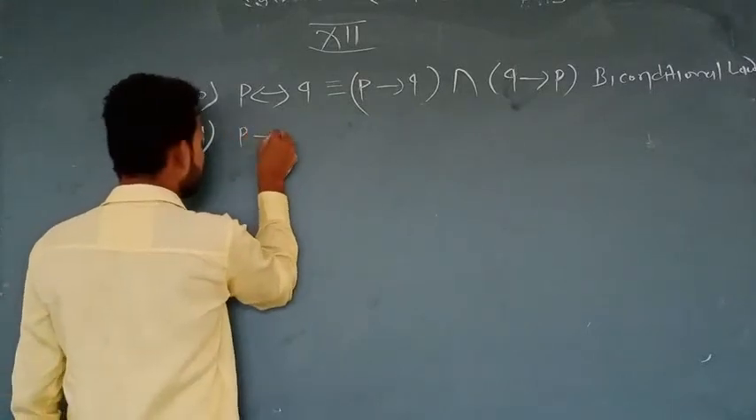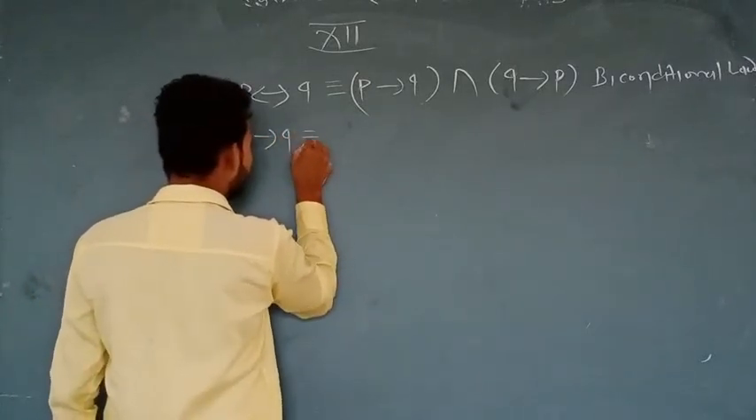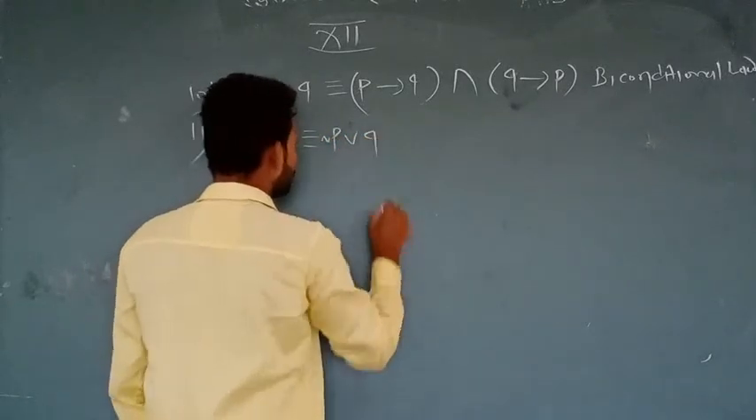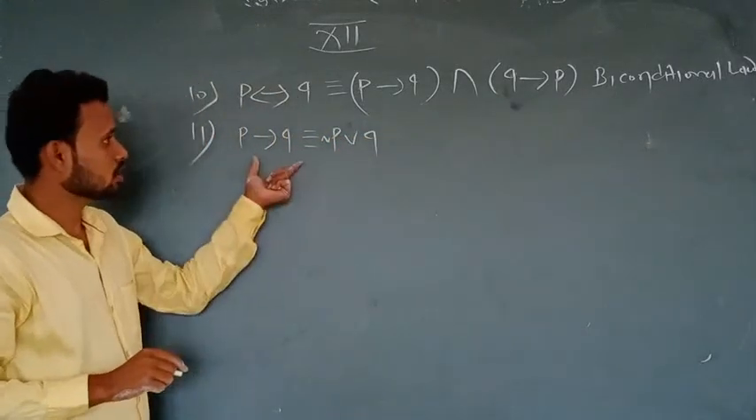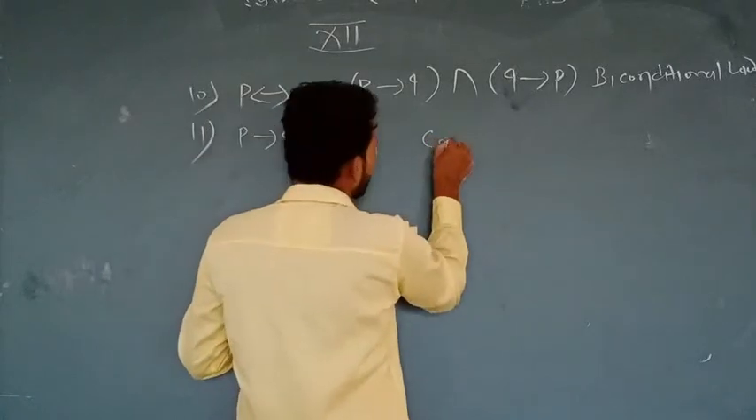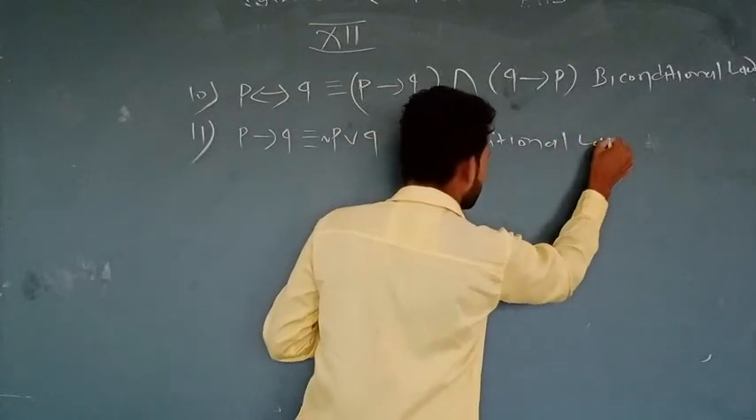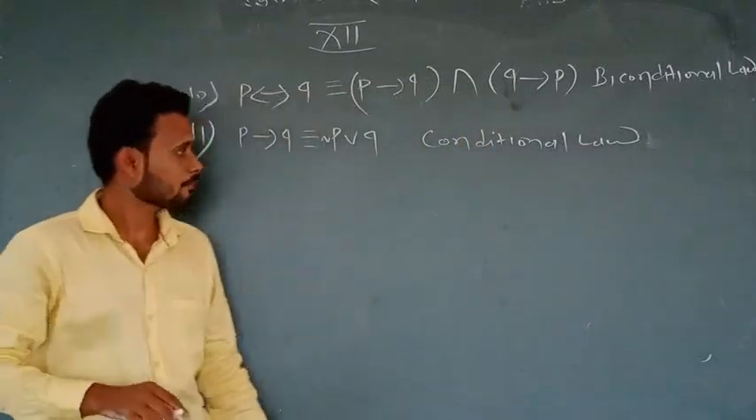And the second one is conditional law. Conditional law: P implies Q is equivalent to negation of P joined with Q. This is known as conditional law.